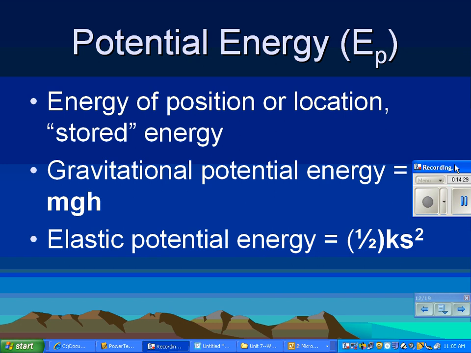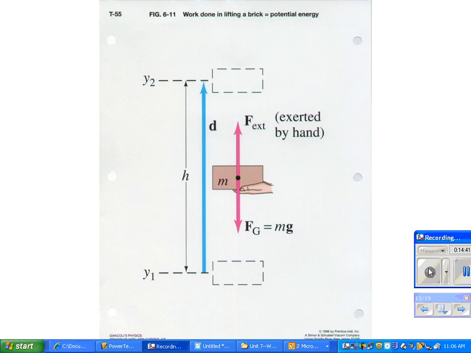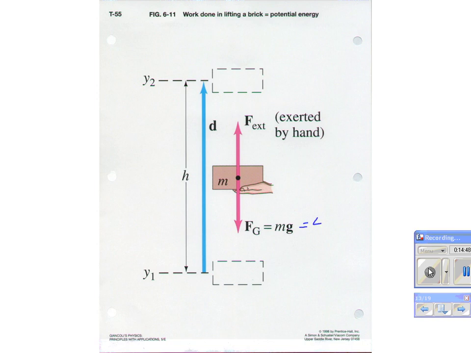If I lift something up, I've given it potential energy. If I stretch a spring, I've done work, I've given it potential energy as well. Okay? Work and energy being interchanged. Here's a brick. Give me a number. 4. This brick weighs 4 newtons. Okay? And I lift it 2 meters. How much work do I do in lifting that brick 2 meters?